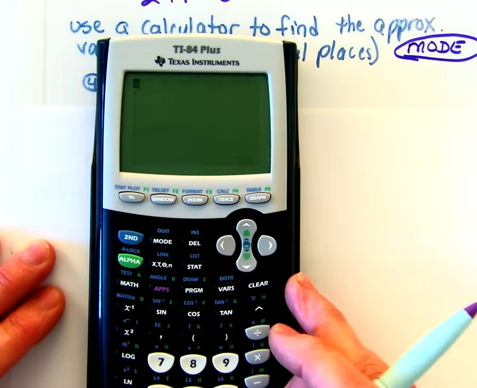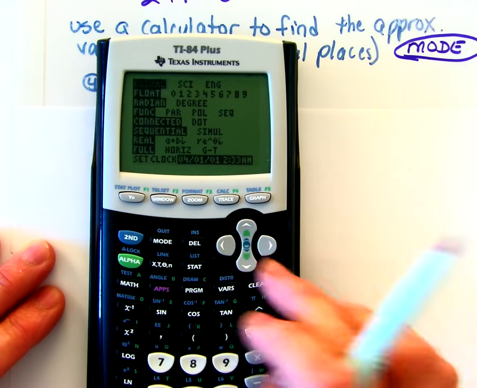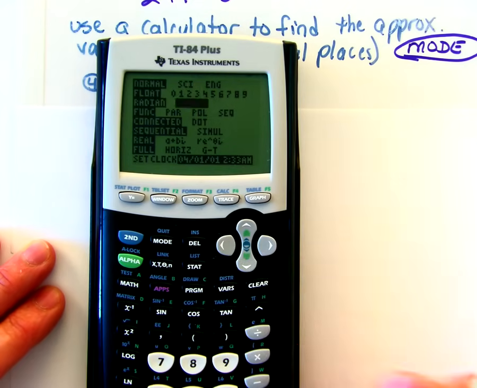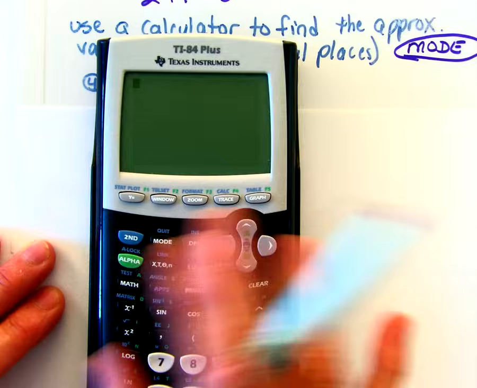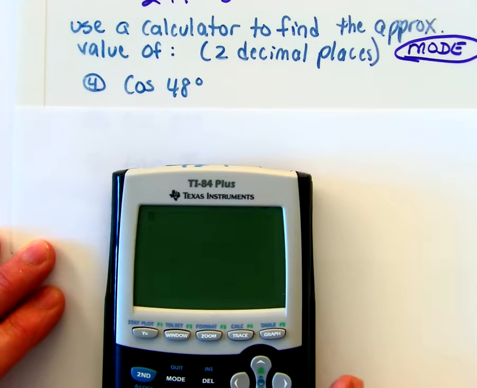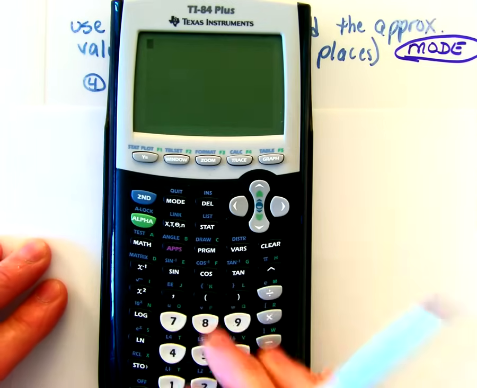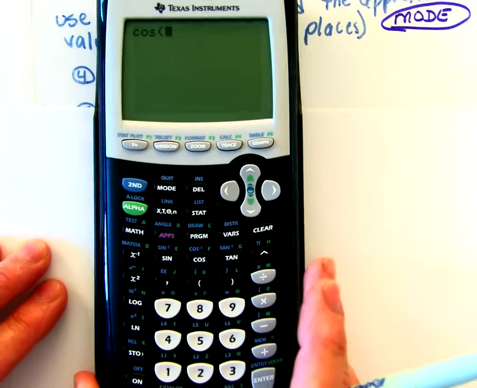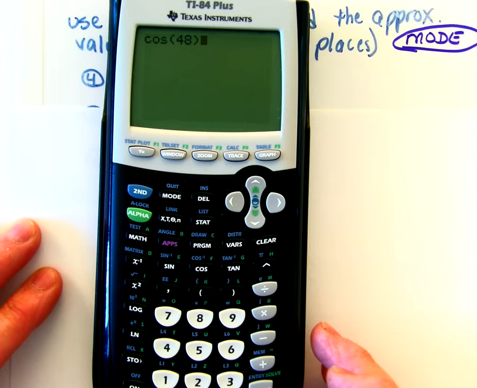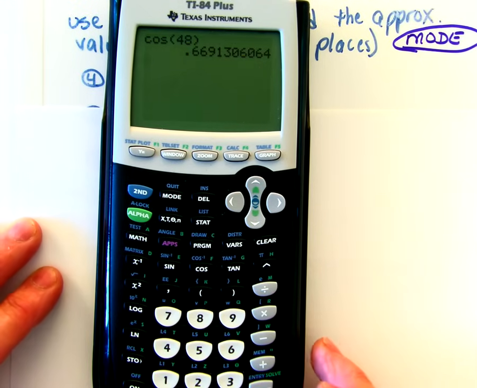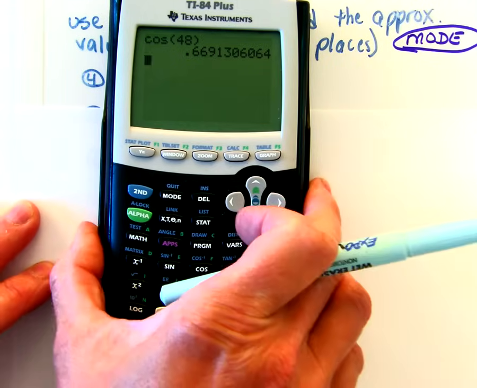So again, here's what you're doing. Pressing the mode key, going down to degree. Now press the enter key. You have to press the enter so this one darkens. Now if I press clear, I'm in degree mode now. So I can just type in the cosine of 48, and you don't need the degree symbol. Press enter. And it says round to 2 decimal places. So that would just be 0.67.